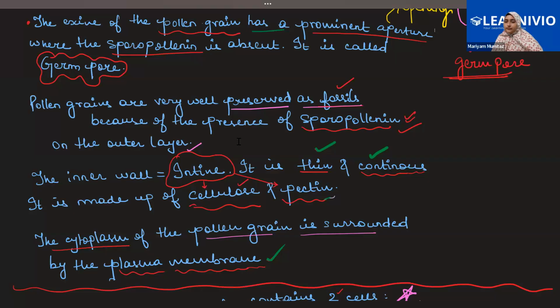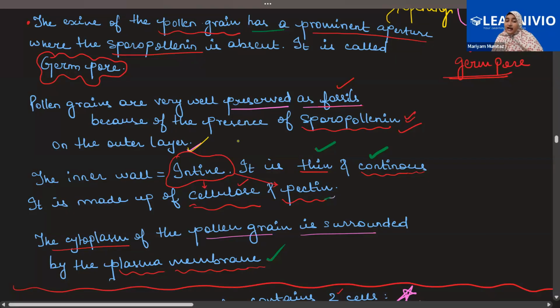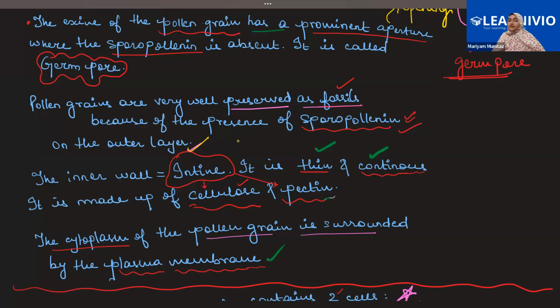Clear? Now talking about the inner wall, which is called intine. This is a very thin and continuous wall. Remember what about exine? Is it thin? It is thick. Is it continuous? No. Then why is it not continuous?